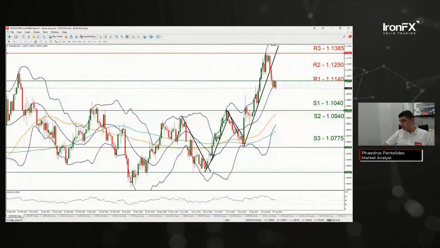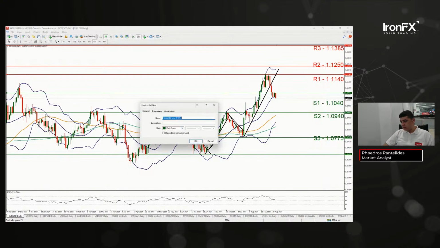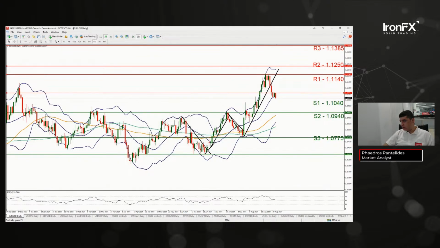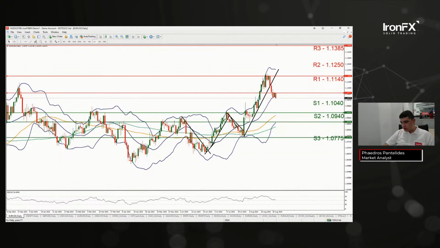Just look at the support levels. So we have, this is R1. This is, I would say, R2. I have S1 and S2. The difference between S1 and S2 is much greater than that of R1 and R2. As such, we could potentially find a support level that is a bit closer to the price action, or at least our S1 level.